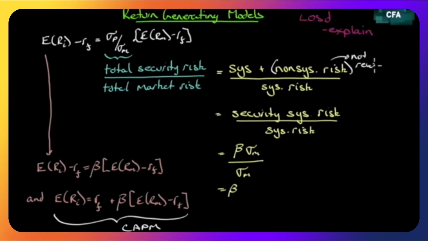So we can ignore that. We can just say, you know what, we're going to ignore that. What do we have left? We have the security systematic risk divided by the market's systematic risk. Well, what is market systematic risk? There it is right there.